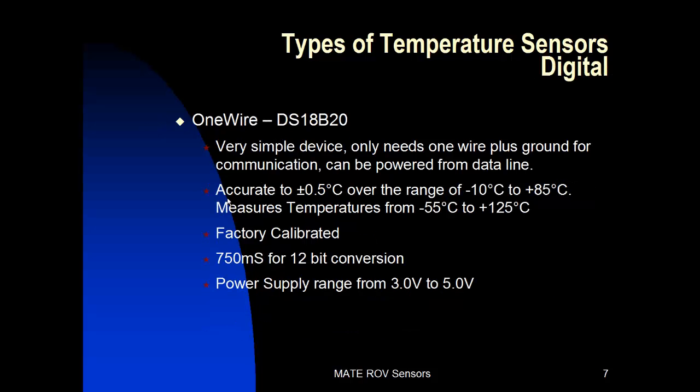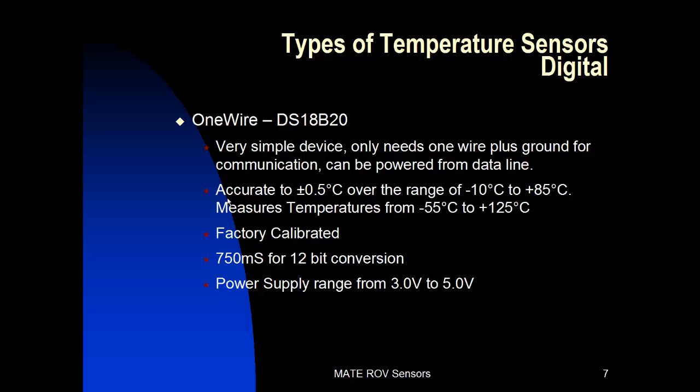Now let's talk about digital temperature sensors. We have a one-wire device that we'll be using, the DS18B20. It's a very simple device. It only needs one wire plus ground for communication, and in a pinch it could be powered from that data line, so you really need two wires to power it up. We'll be using three. We'll provide it with power and then extract its data from it.